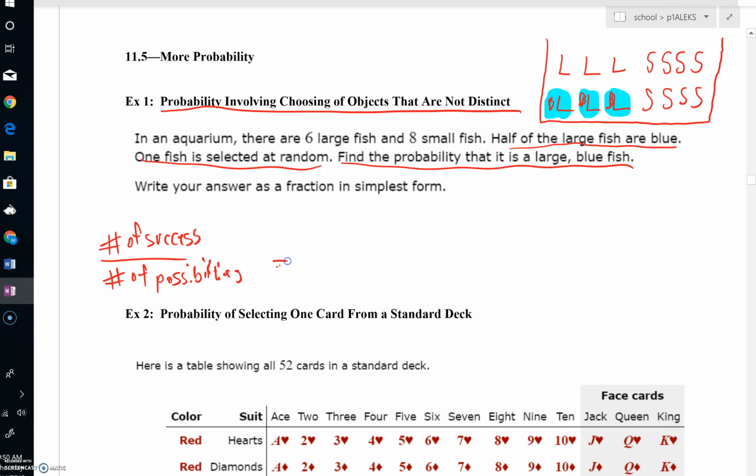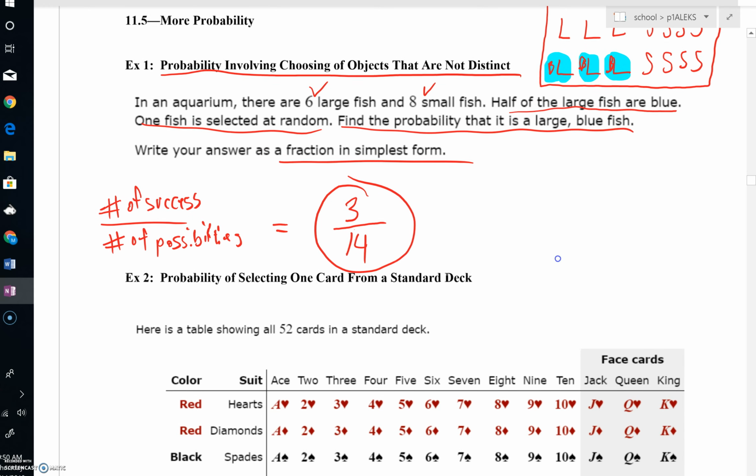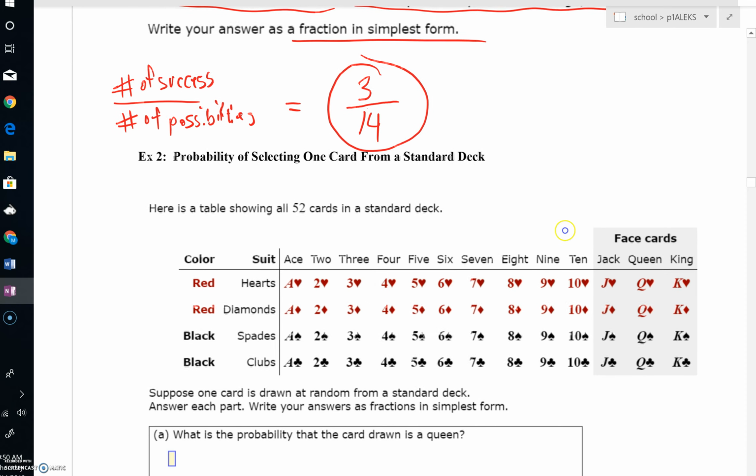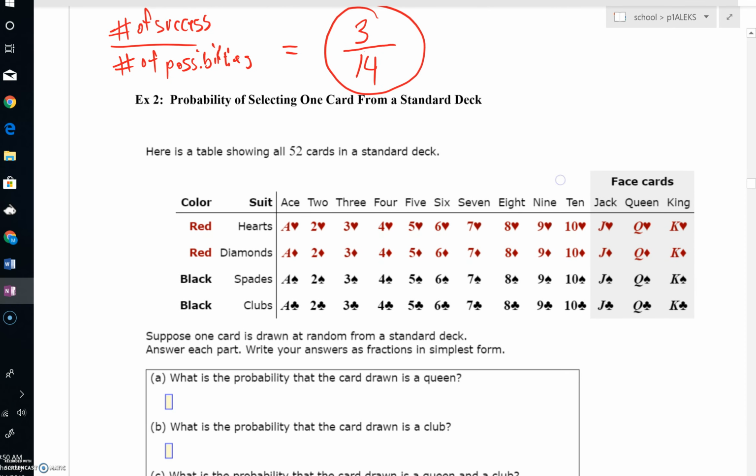So how many large blue fish do we have? Well, there would be 3. You can see I drew that picture right there. How many total do we have? Well, you've got 6 and 8. That adds up to 14. And you will have 3 out of 14. They want you to answer as a fraction in simplest form. Sometimes you're actually going to have to go to a decimal. They will tell you that in the problem.